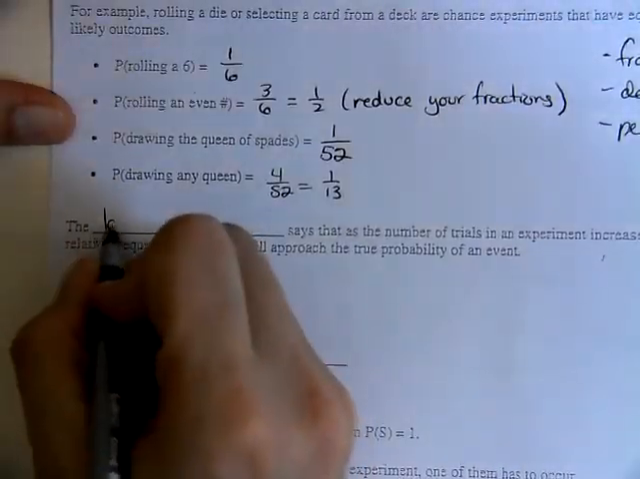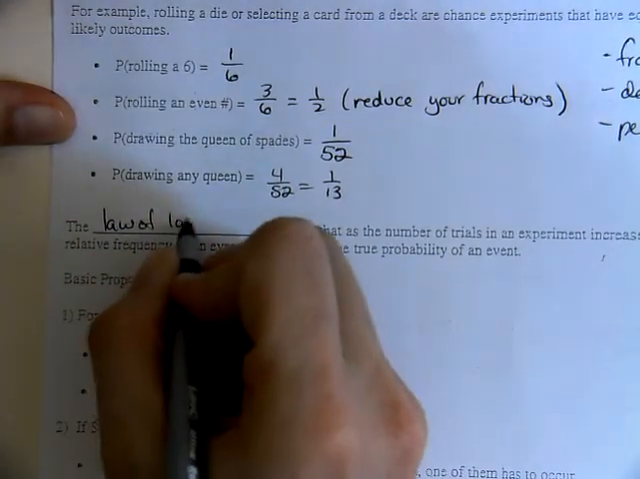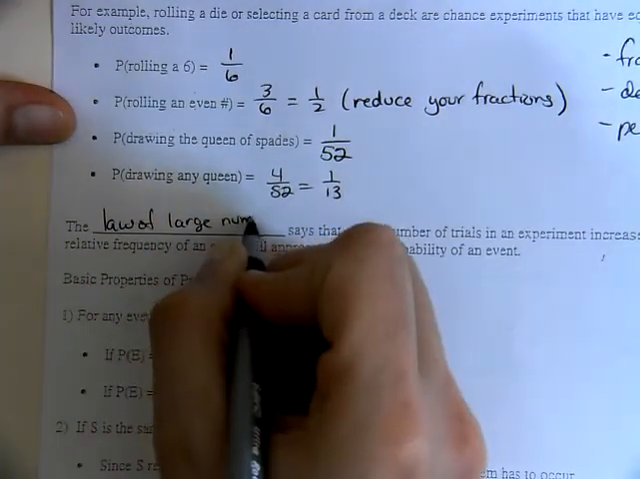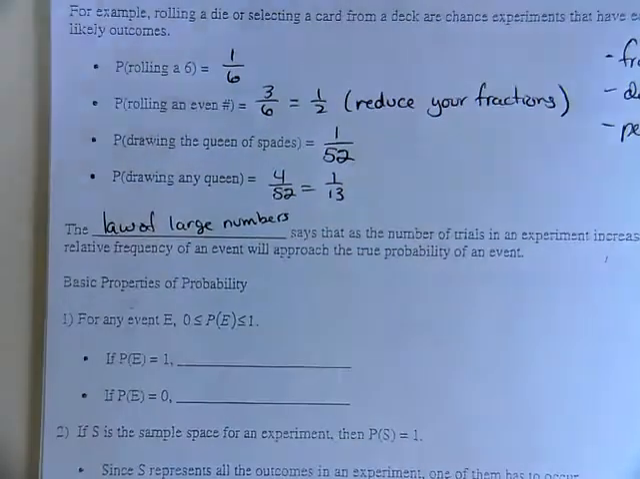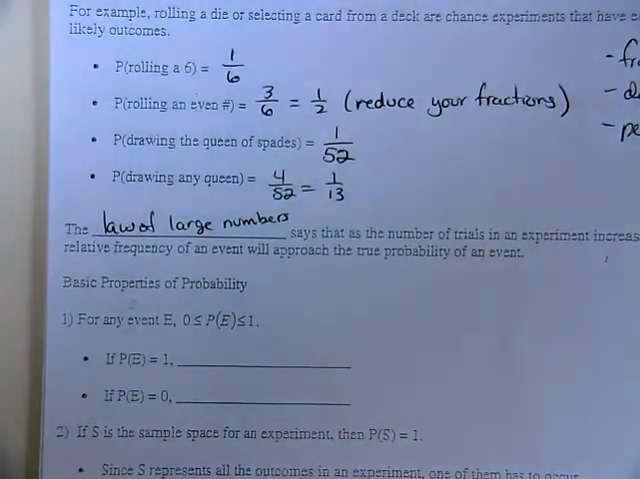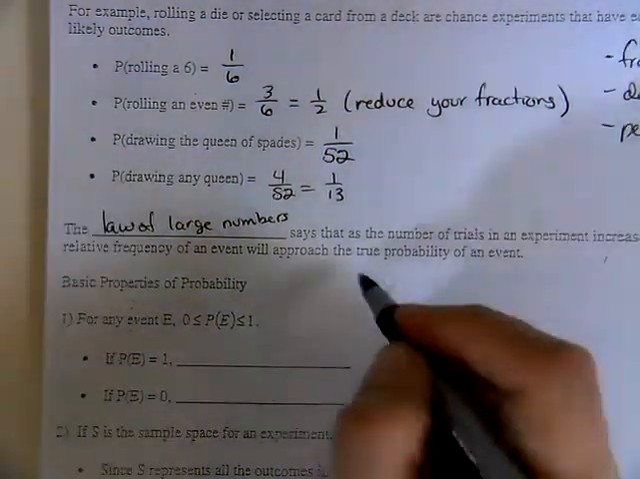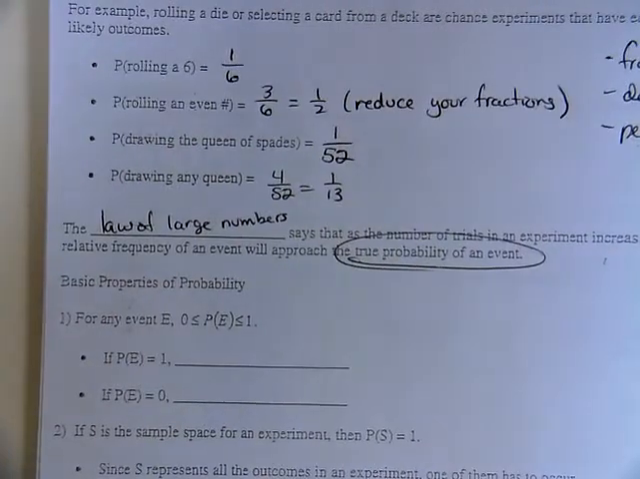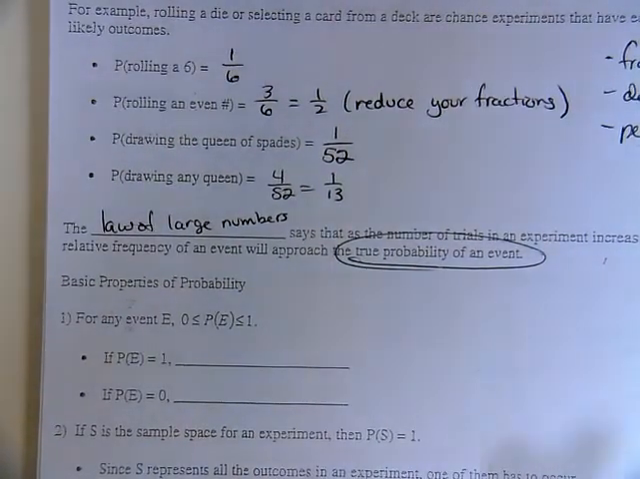So the law of large numbers says that as the number of trials of an experiment increases, the relative frequency of that event will approach the true probability of that event. So basically what happens, the more you flip a coin, the closer you get to 50-50.